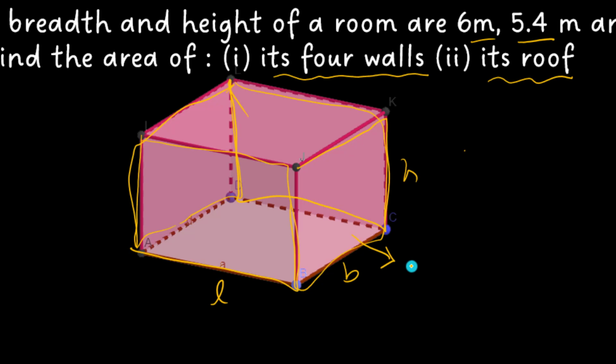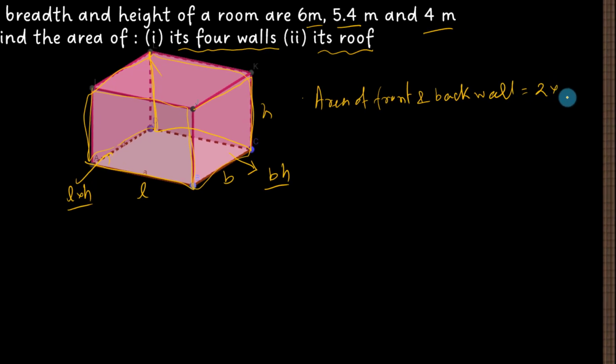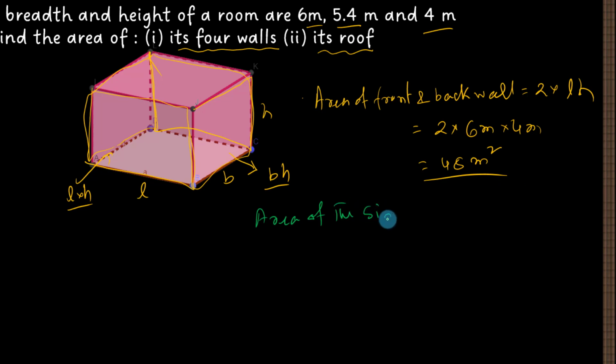Area of this side wall is equal to BH, and area of the front and back wall is equal to L into H. So we can write area of front and back wall is equal to 2 times L into H, and this is equal to 2 times L is equal to 6 meter and H is equal to 4 meter. This is 48 meter square. And also area of the side walls, the left and right side walls, is equal to 2 times, this time it is B multiplied by H, and that is equal to 2 multiplied by B is 5.4 meter and H is equal to 4 meter. And this is equal to 43.2 meter square.